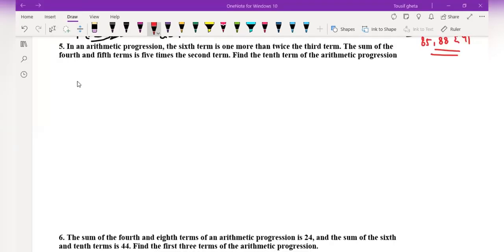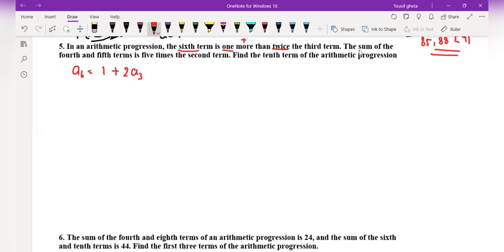That is the fifth one. They give you some data, let us write down what they give us. The sixth term they're talking about: the sixth term is 1 more than. More than is nothing but we need to add. That is A6 is equal to 1 plus twice the third term. Twice का meaning है 2 बार, 2 of third term. That is 2A3, we can write down.